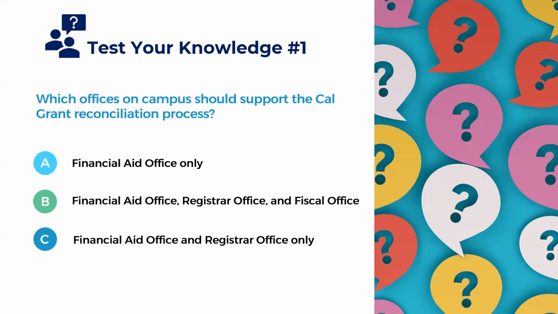Okay. Which offices on campus should support the Cal Grant recon process? The financial aid office only, financial aid office, registrar and fiscal office, or financial aid office and registrar only? What do we think? I'll give you just a couple more seconds. Most of you have already dropped in your responses, but I'll give that a couple more moments. And let's call it.